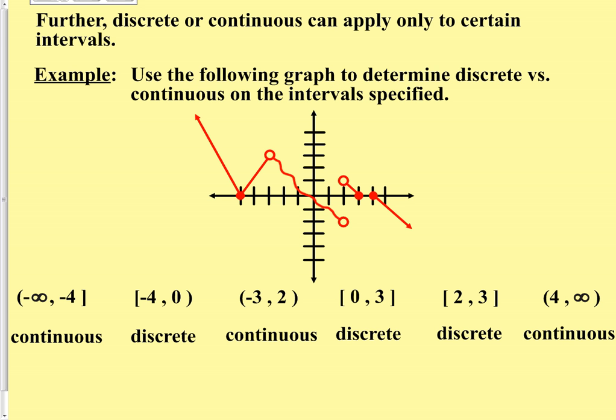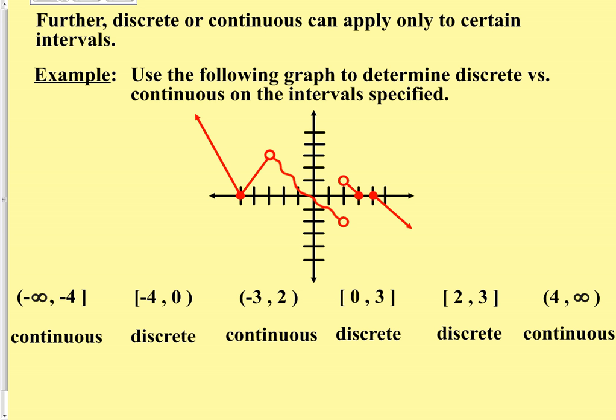I gave you several examples on there, so let's run through those real quick. The interval from negative infinity to -4, with -4 included, is continuous because on that interval, including the point -4, there are no breaks or missing pieces of information from the graph. From -4 included to 0 not included, we would have to say that interval is discrete because of that open dot at -3 in the domain.